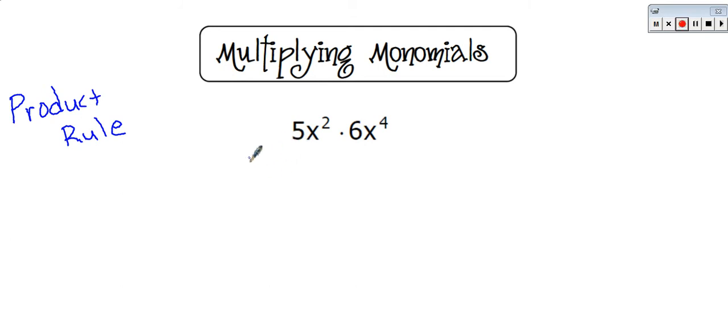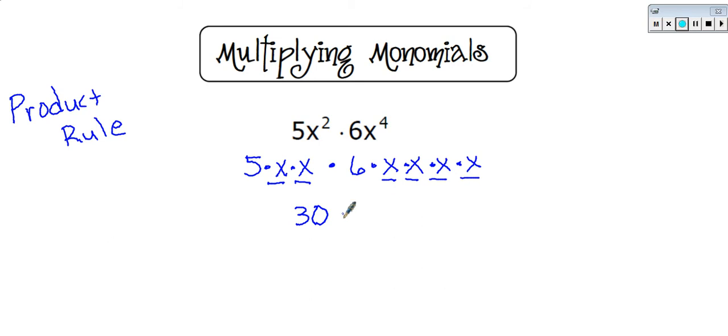First term we have is 5x squared. That is 5 times x times x. And to that we are multiplying 6x to the fourth. That is 1, 2, 3, 4 x's. Well, with the 5 and the 6, these are just integers, and we multiply those to get 30. And now look how many x's we have. 1, 2, 3, 4, 5, 6. And a simpler way to write that would be x to the power 6.